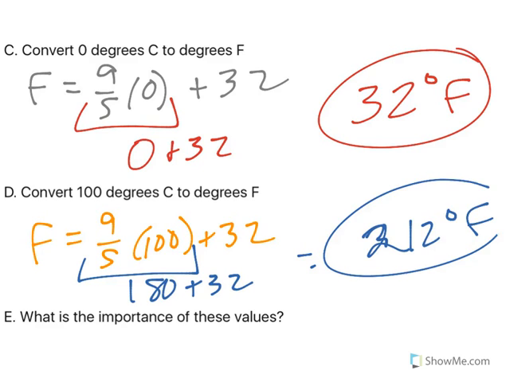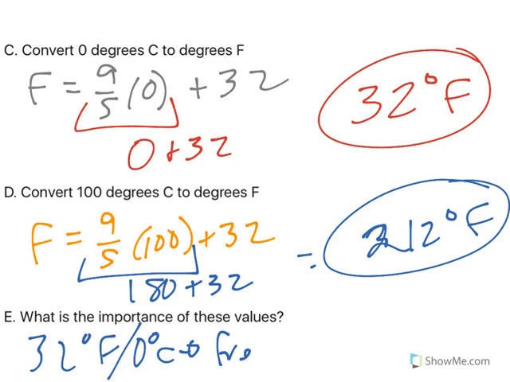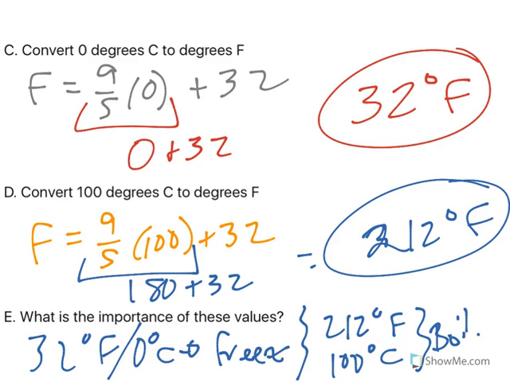212 degrees Fahrenheit. And you might say, well, I don't know why we did those first two and then those second two, we just undid them. Well, we did, and that's fine. But this shows us the importance of these values. 32 degrees Fahrenheit and 0 degrees Celsius is the freezing point of water. And 212 degrees Fahrenheit and 100 degrees Celsius is the boiling point of water. So that's why those are important.